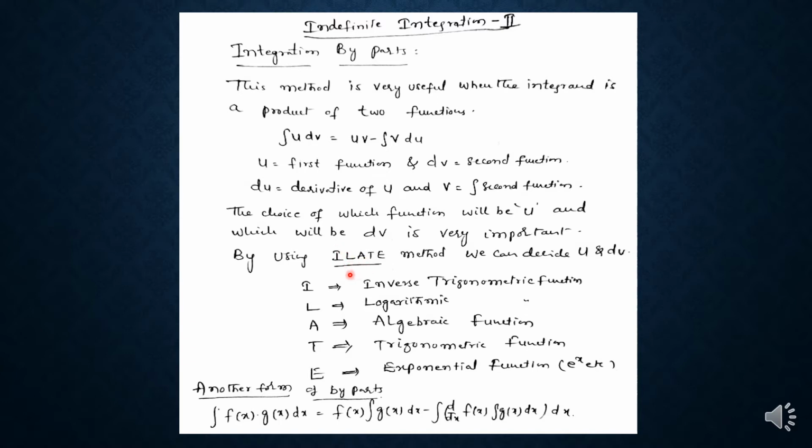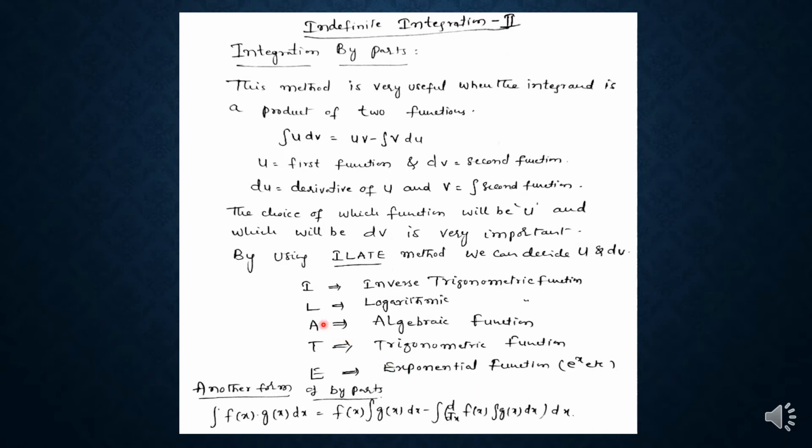ILATE method means different types of functions. In the given product, we may observe inverse trigonometric functions or logarithmic functions or algebraic functions or trigonometric functions or exponential functions. To decide which is the first function and which is the second function, we should follow the ILATE rule. I stands for inverse trigonometric functions, L stands for logarithmic functions, A stands for algebraic function, T stands for trigonometric function, E stands for exponential function.